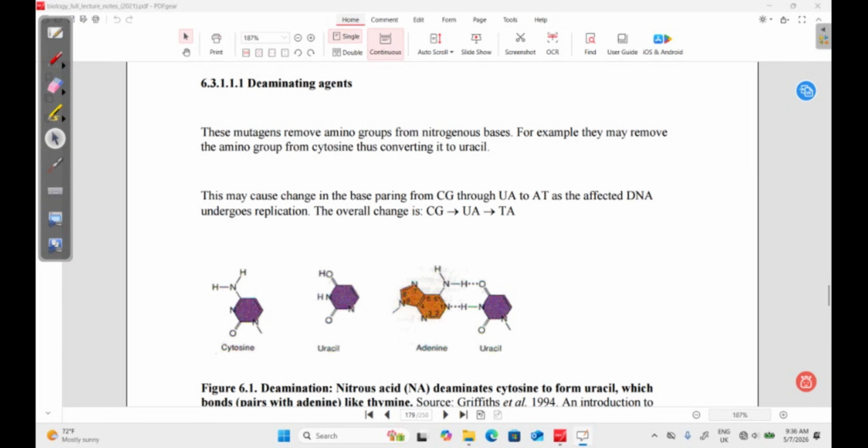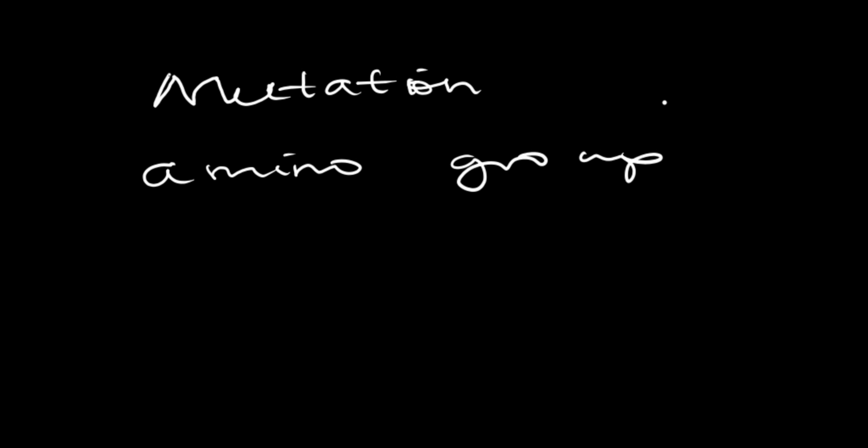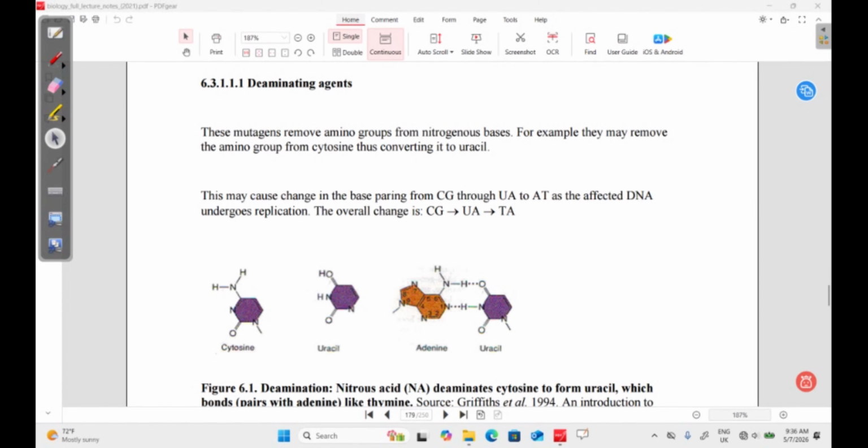All right, so you have what is being referred to as the amino group. Basically that's why it's called deamination, because you're removing that amino group from this nitrogenous base. So this is your cytosine, right? This is your uracil.